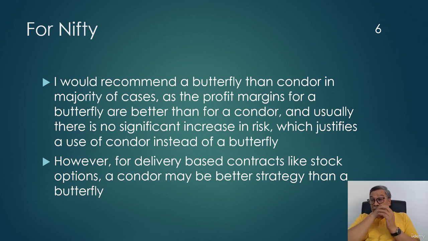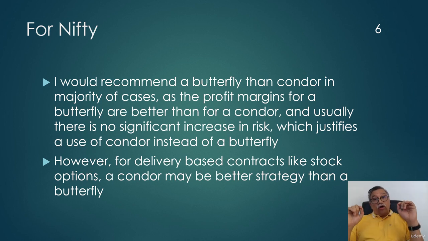You will naturally ask me about what is the break-even point. Yes, one thing is there. Butterflies usually have break-even points closer to the middle price than the condors, but the profit margins are much higher. So if you consider that, maybe your profit will increase by 50, 60, 70 points, but your risk break-even points may come closer by maybe 8 or 10 points or 15 points. Then it makes sense that you create a butterfly instead of a condor, because your profitability increases.